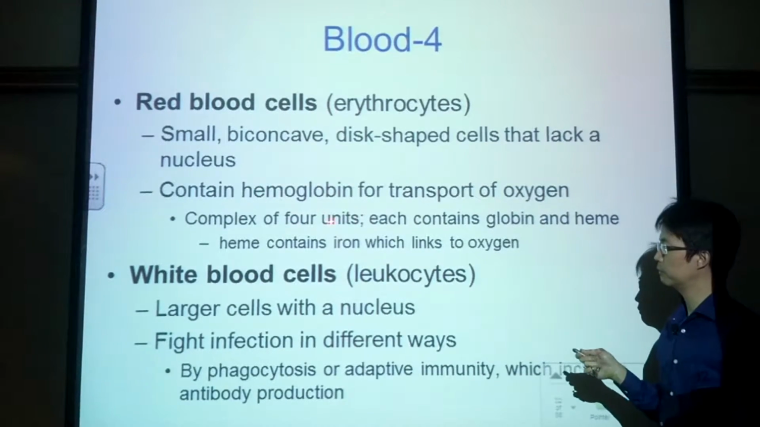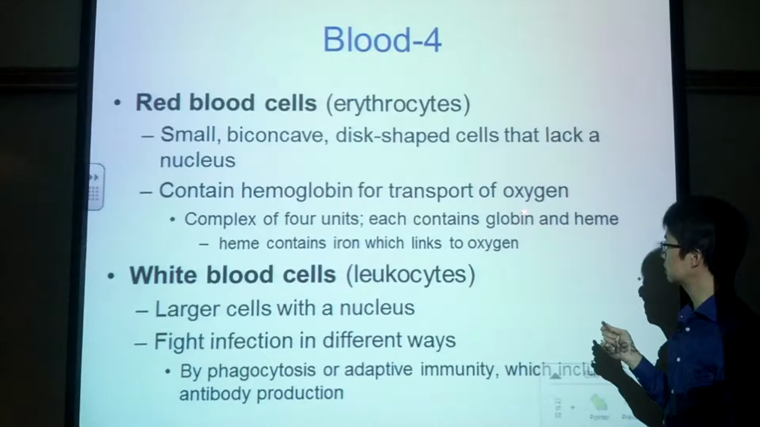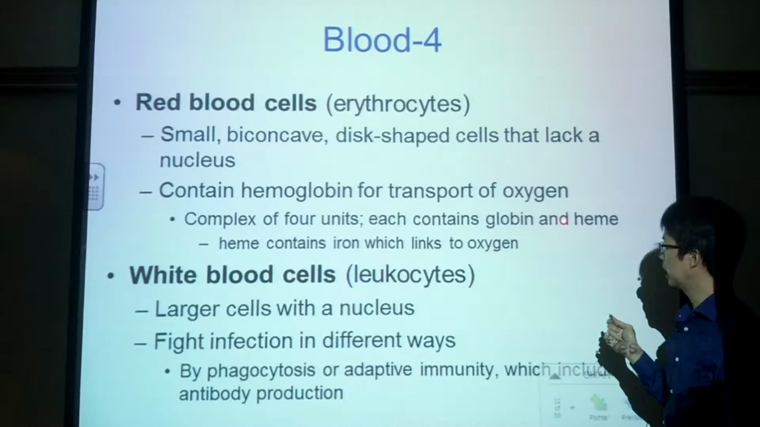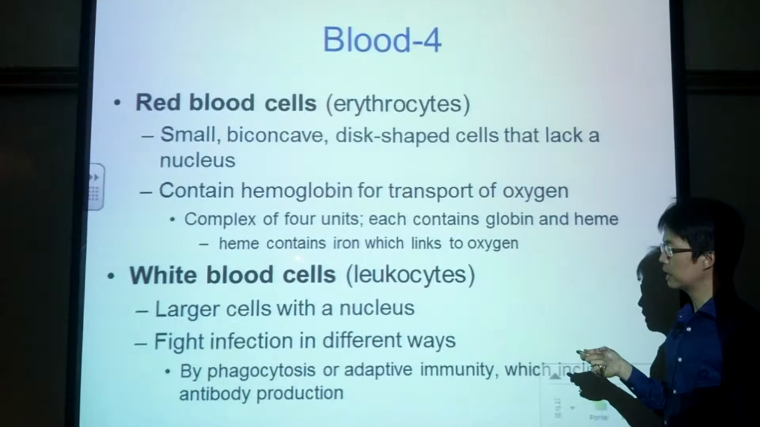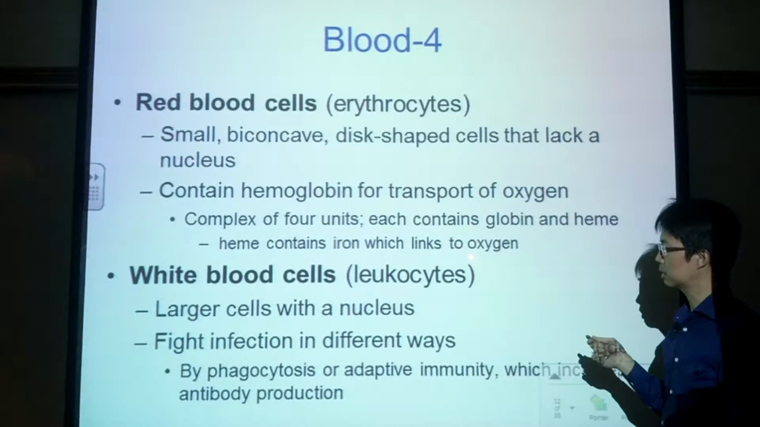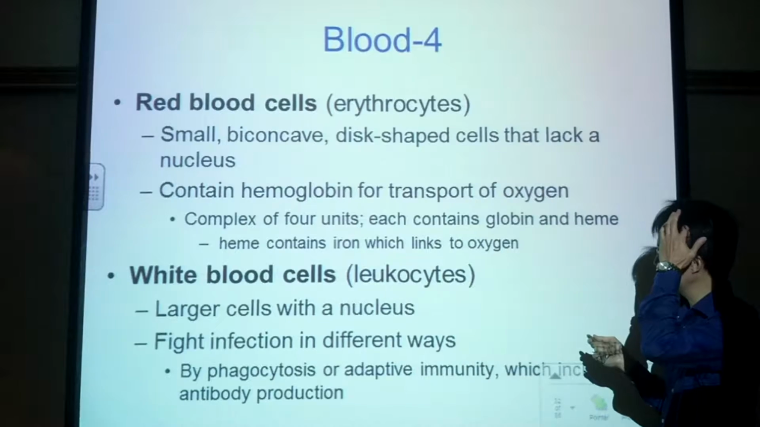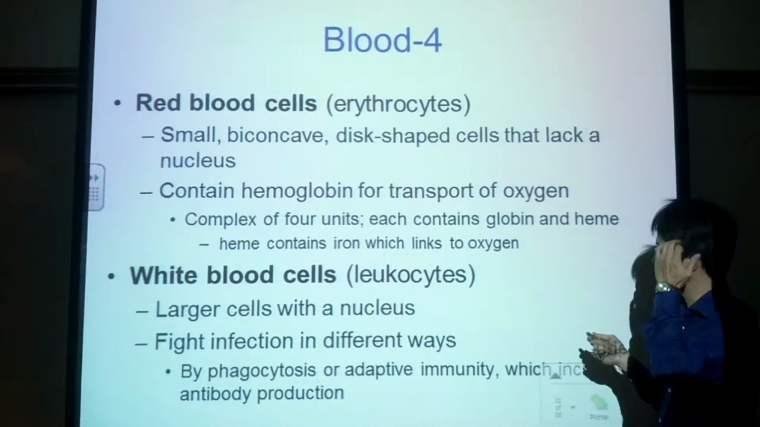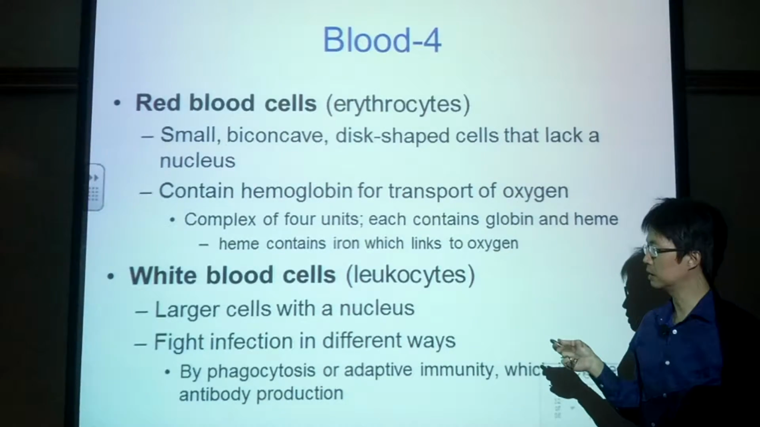Hemoglobin has 4 units. Each unit contains a globin, which is a protein, and then it has a heme group. The heme group contains iron, which can link to oxygen. So globin, so it has 4 units.